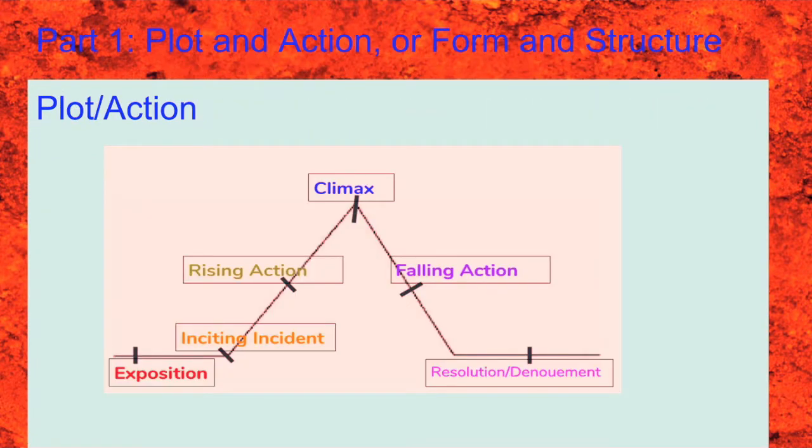First is plot, action, or form and structure. This should look familiar. You need to know the plot of your play. When you're reading a play, and after you've read it, you should take your plot map and go through and figure out what your exposition, inciting incident, rising action, climax, falling action, resolution, and denouement are. For more information about the plot, you should check out my other video about the plot of a play. Let's go on.